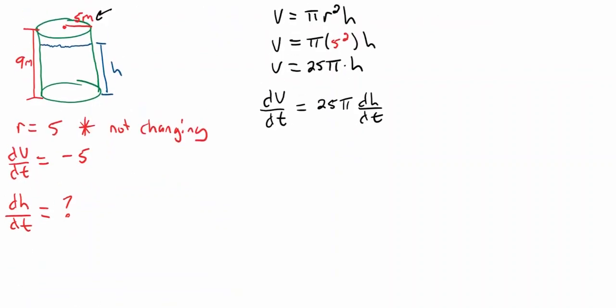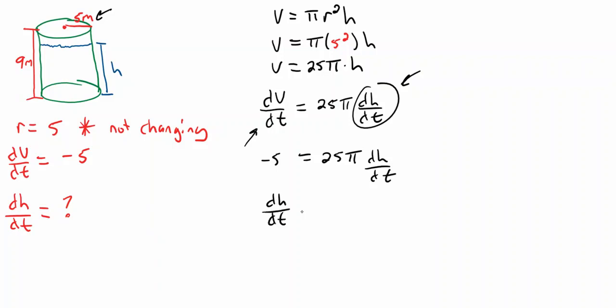Perfect. Those are some of the things I know, right? We're looking for how fast the height is changing, and we have the rate of change for the volume. So let's just plug it in now. This is just -5 is equal to 25 pi times dh dt. So dh dt is just equal to -1/5 pi meters per minute.